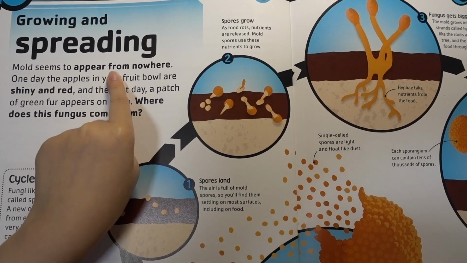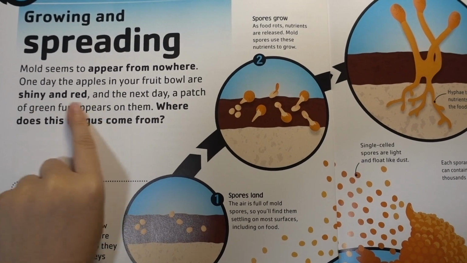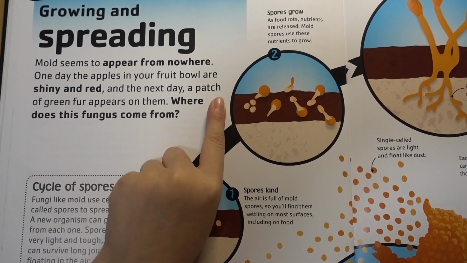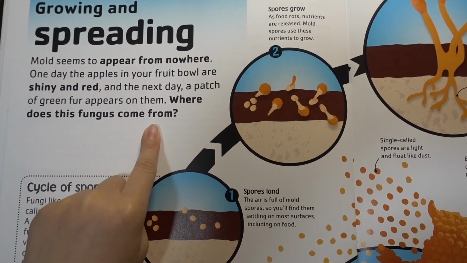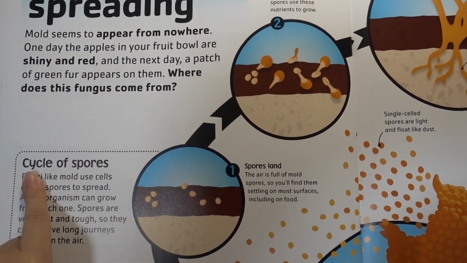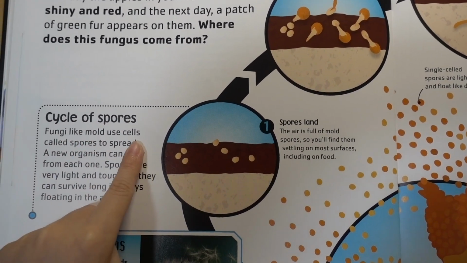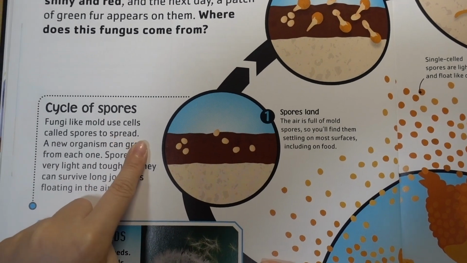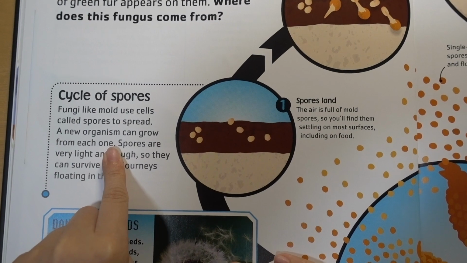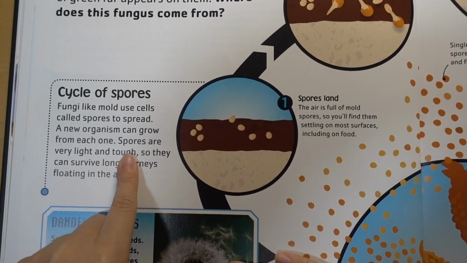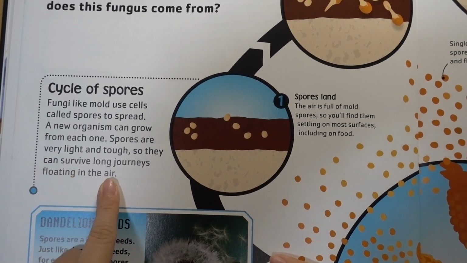Growing and spreading. Mold seems to appear from nowhere. One day the apples in your fruit bowl are shiny and red, and the next day a patch of green fur appears on them. Where does this fungus come from? Cycle of spores. Fungi like mold use cells called spores to spread. A new organism can grow from each one. Spores are very light and tough, so they can survive long journeys floating in the air.